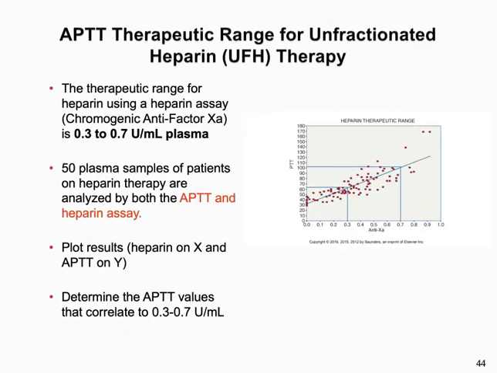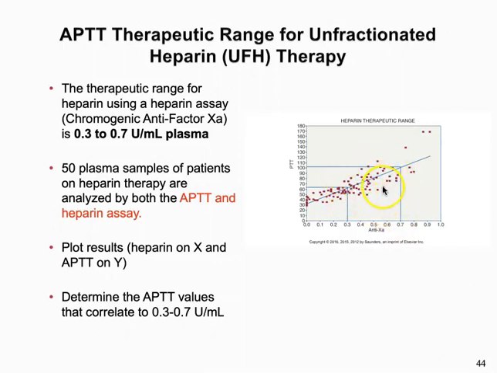Then we take all of those results and we plot them, okay? So the heparin will be plotted on the x-axis. So you'll see there the anti-factor 10A assay. And then the APTT is plotted in seconds on the y-axis. So you can see the APTT right over here, and then the anti-factor 10A activity assay right over here. So basically, we determine the APTT values that correlate with 0.3 to 0.7. So it would be anything in between this, all right?